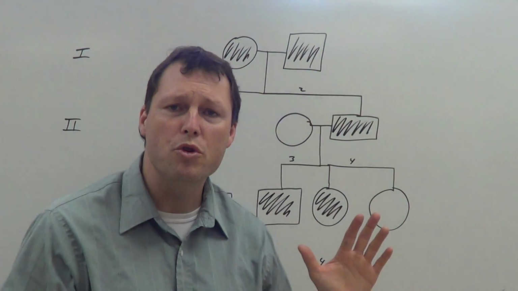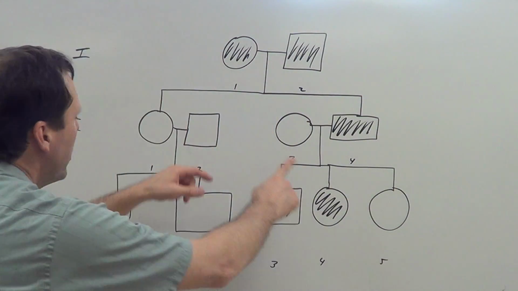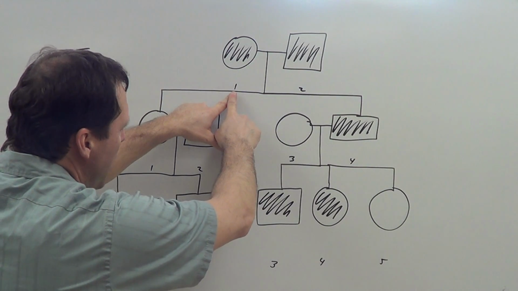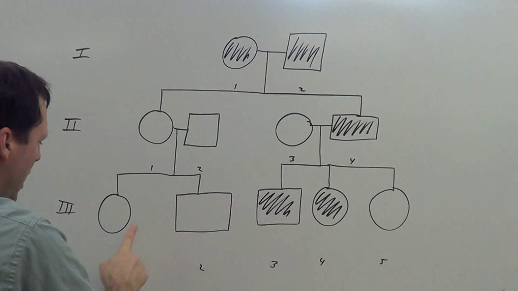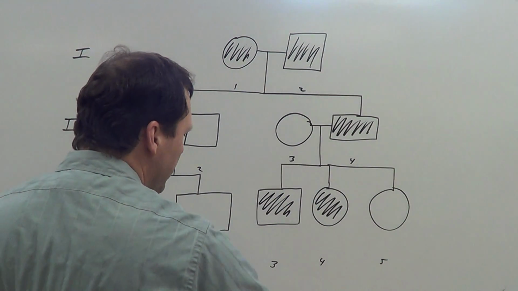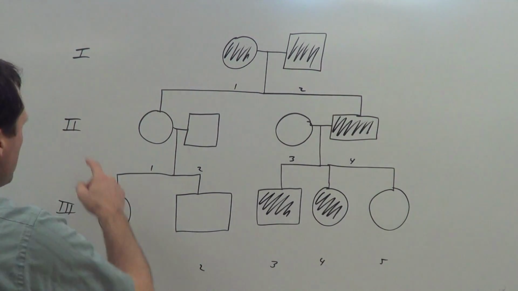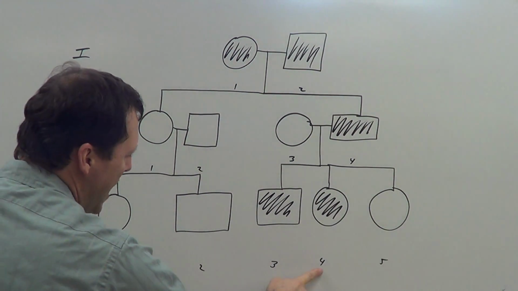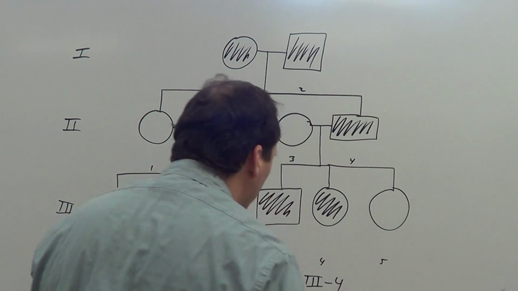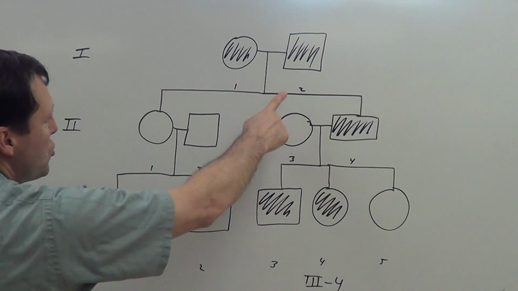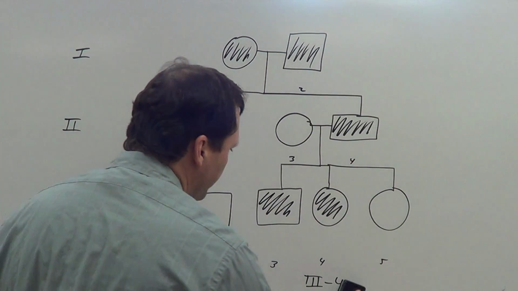After we label those with Roman numerals, we want to label each individual with an Arabic numeral. So we're going to do that. Arabic numeral 1, 2. Then we're going to start over. 1, 2, 3, 4. And again, 1, 2, 3, 4, 5. Now if I want to refer to this particular individual right here, I'm going to refer to them as Roman numeral 3-4. If I wanted to refer to this individual up here, Roman numeral 1-2. That's how we do that.